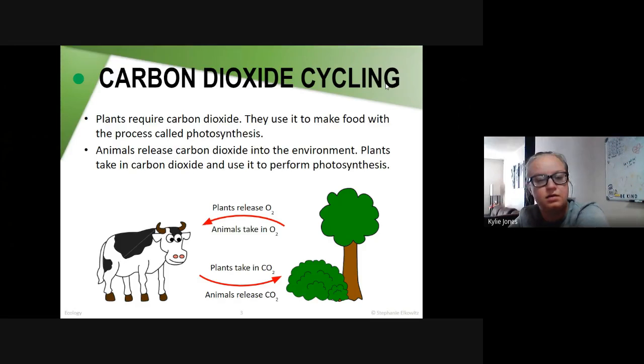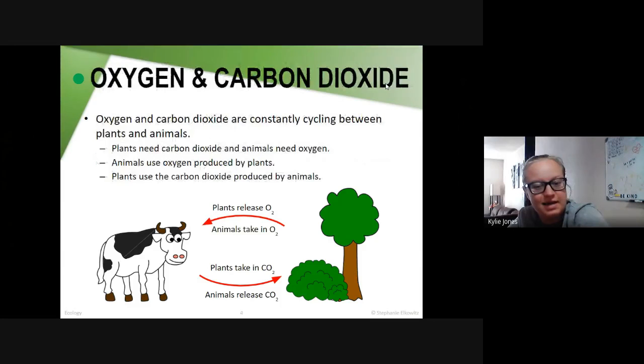Alright. And finally, our last slide here. Oxygen and carbon dioxide, so how they work together. Oxygen and carbon dioxide are constantly cycling between plants and animals and humans. Technically, we're considered part of the animals that they're talking about here. Plants need carbon dioxide and animals need oxygen. So animals use the oxygen that's produced by the plants, and then the plants use the carbon dioxide that's produced by the animals. So we need each other.